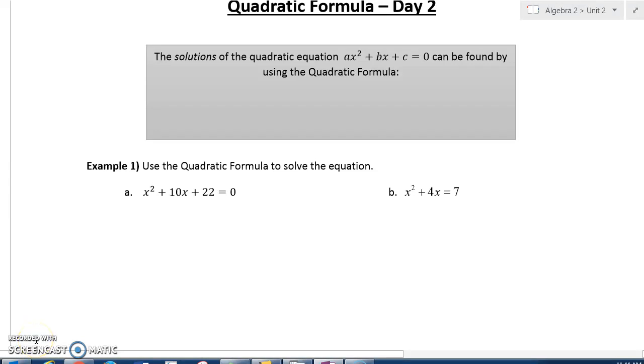Hello everyone. This is the second day of quadratic formula. So let's remember some of the things we talked about yesterday.